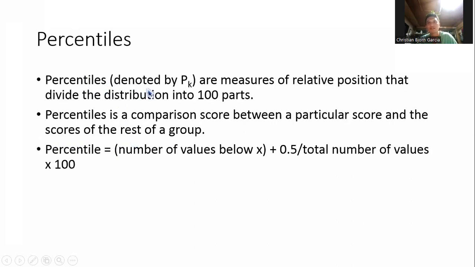Percentiles. Percentiles, denoted by p sub k, are measures of relative position that divide the distribution into 100 parts. A percentile is a comparison score between a particular score and the scores of the rest of the group. The formula for percentiles is (number of values below x plus 0.5) over the total number of values, multiplied by 100, wherein x here is the value whose percentile rank is being asked.